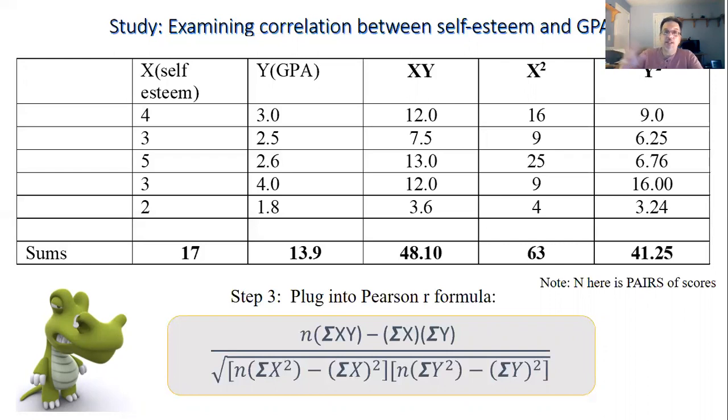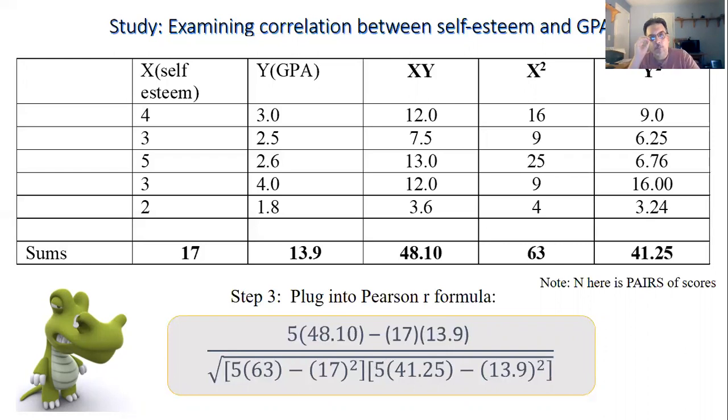Okay, so plug everything in here and then come back. Okay, so this is what you should have. 5 multiplied by 48.1. And truthfully, as long as we're not doing the addition and subtraction, you can have another step here. I'm not requiring it, but you could solve each of these mini equations and put those answers over here. So 5 times 48.10 minus the quantity 17 times 13.9. All of that is over.